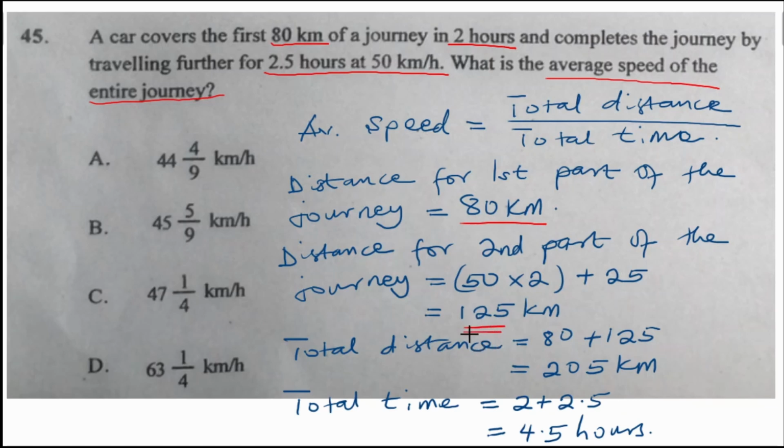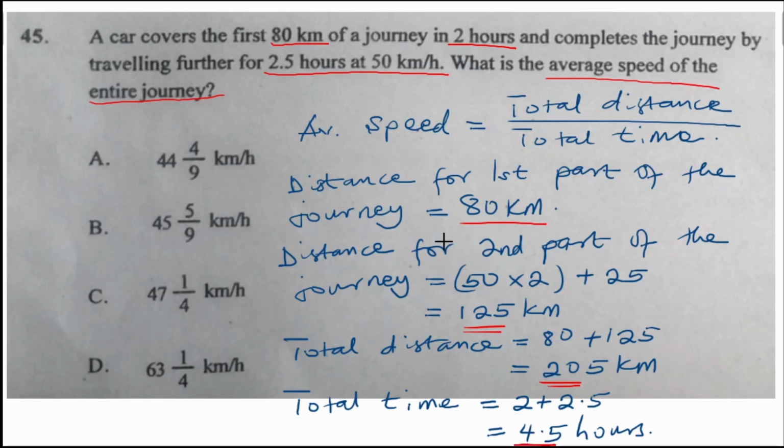So we just put the total distance together, 80 plus 125, and that gives us 205 kilometers. Then the first part of the journey was traveled in 2 hours, which is here. And then the second part of the journey was traveled in 2.5 hours, which is also here. So we just put the two of them together to get 4.5 hours.